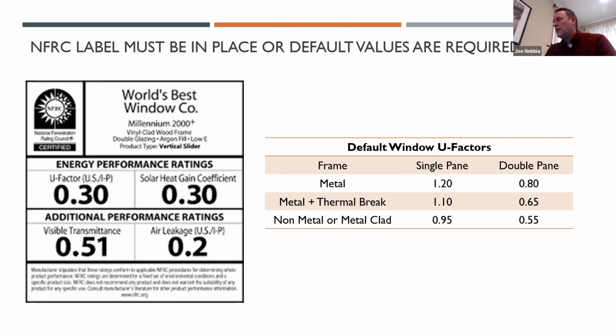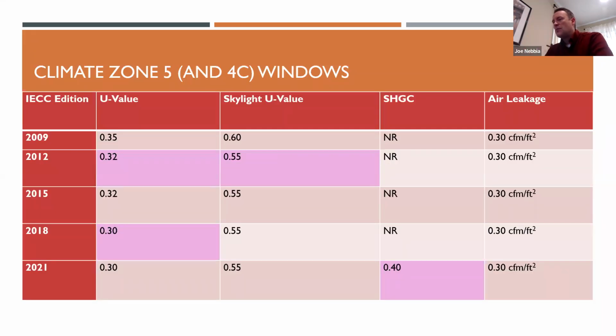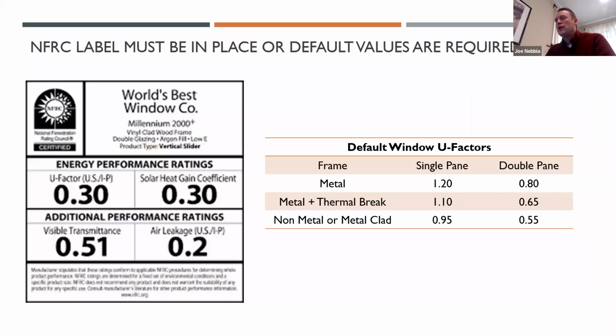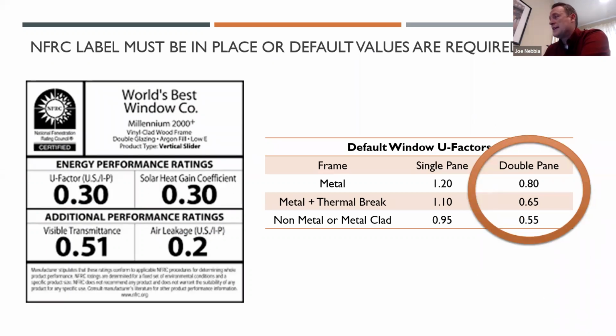Every window, if you want to know where to find these numbers and whether your window is compliant, every window should have a NFRC label on it. If it doesn't, it's not code compliant, and there's a penalty for that. It should have the U value, the solar heat gain coefficient, and the air leakage tested on every window that's in an IECC compliant home.